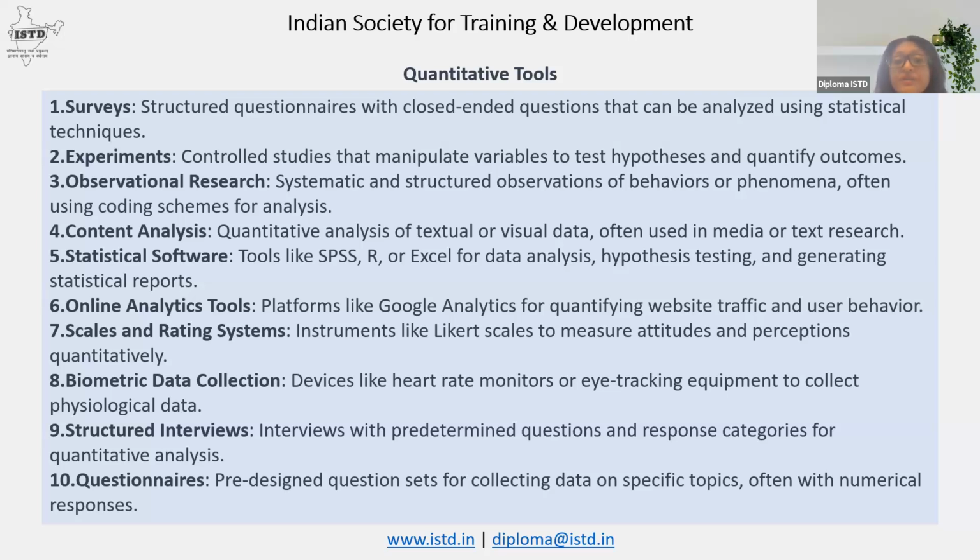Online analytics tools, for example, Google Analytics, you can use it for website traffic assessment and so on. Scales and rating scales, for example, Likert scale. So when you submit or get certain data as part of the need analysis or submit certain feedback, you will see sometimes there are Likert scales which you are filling up. Or you can also apply in your own training programs. Biometric data collection. Again, it is dependent on the type or the nature of the training program. Structured interviews, questionnaires. So these are typically some options that I have shared with you.